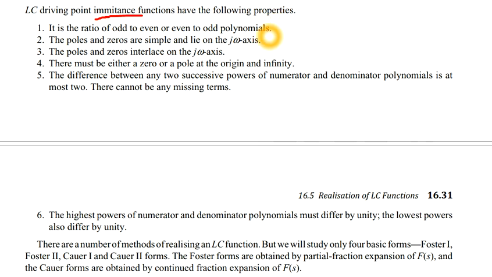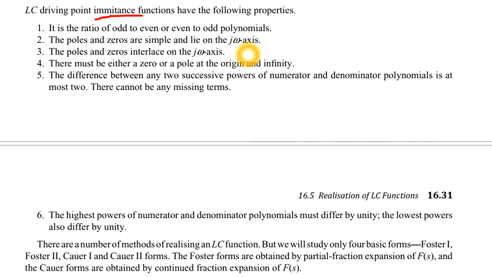The second property is that the poles and zeros are simple and they lie on the j omega axis. This is important. We are not going to have any poles on either the left half of the S-plane or the right half of the S-plane. The poles and zeros are going to lie on the j omega axis and they are also simple, because we should not have any repeated poles on the j omega axis for a positive real function. So it is a simple check.